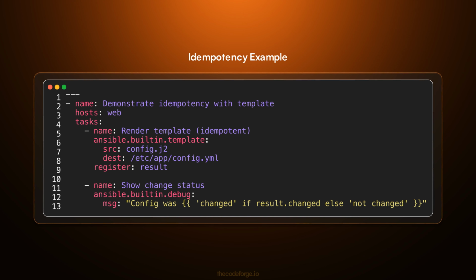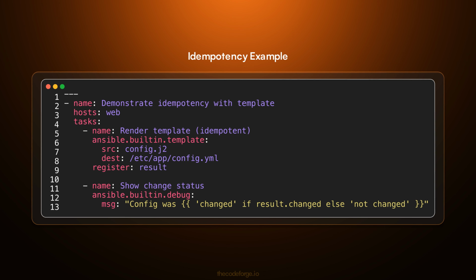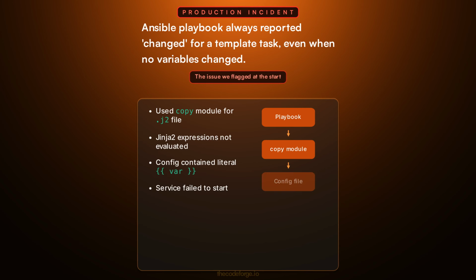This playbook registers the result of the template task and displays whether it changed. Use diff to see why a change is detected. Avoid dynamic values like ansible_date_time.date in templates to maintain idempotency. This is the same issue we highlighted at the start.